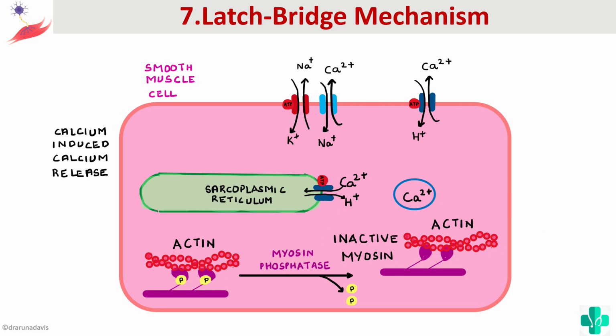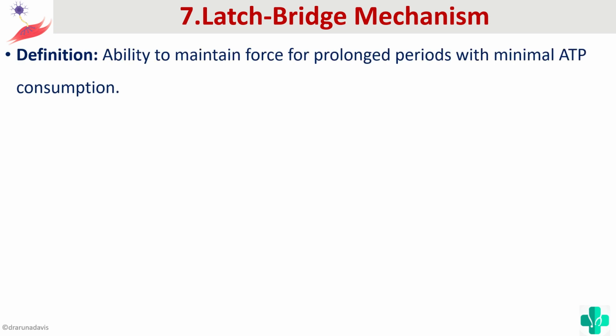This requires a lot less energy because here ATPase is not involved. So this mechanism is called the latch bridge mechanism, wherein the myosin filaments fail to detach from the actin and do not consume any energy. They basically latch on, and that is why it is called the latch bridge mechanism. So, what's the definition of latch bridge mechanism? It is the ability to maintain force for prolonged periods with minimal ATP consumption.